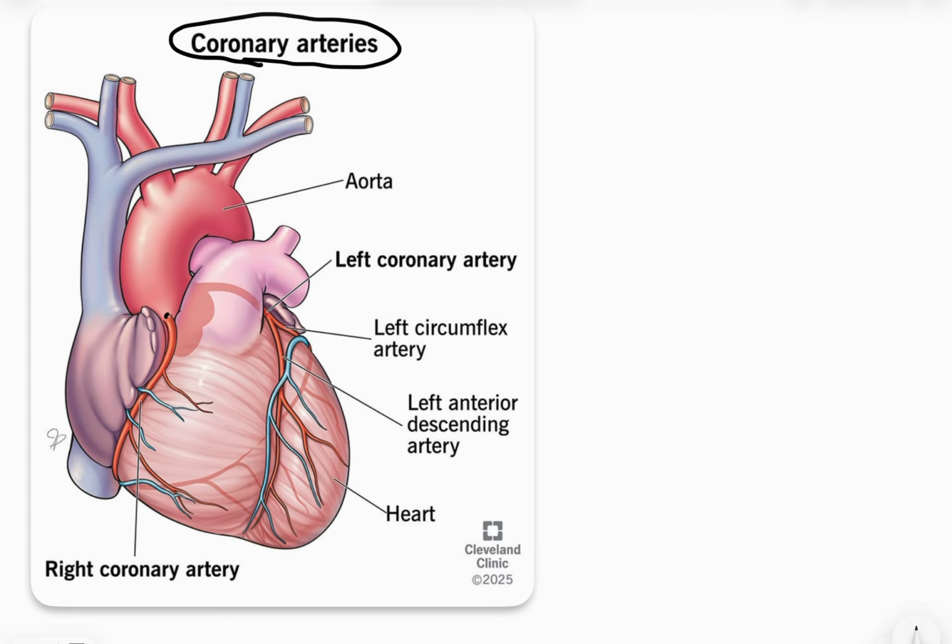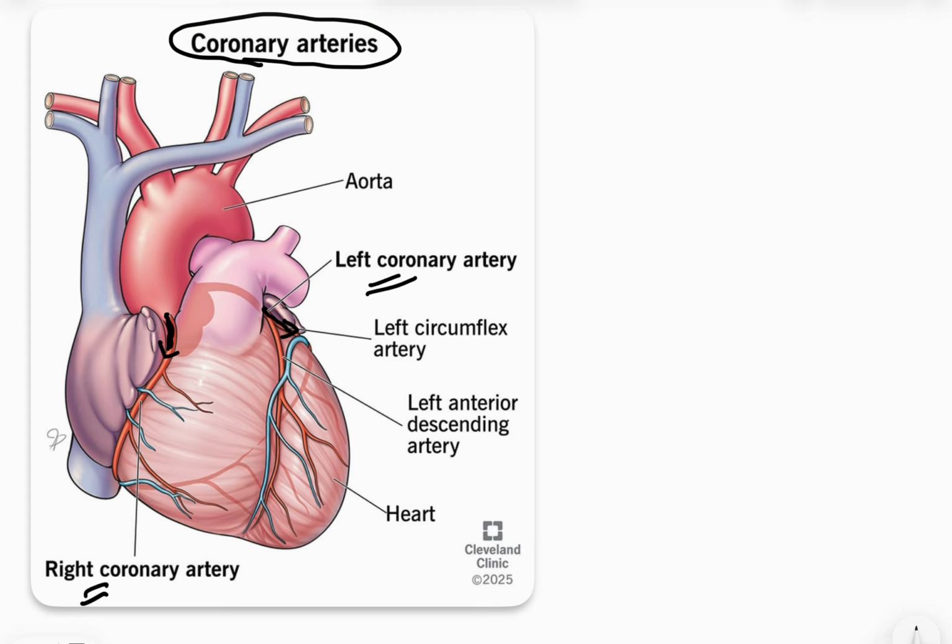So this is the aorta. We were mentioning the aorta in the last video, and we said there are coronary arteries branching from the aorta, providing blood supply to the cardiac muscles. There are two coronary arteries. The first one is the right coronary artery, you can see here, and then the left coronary artery here.